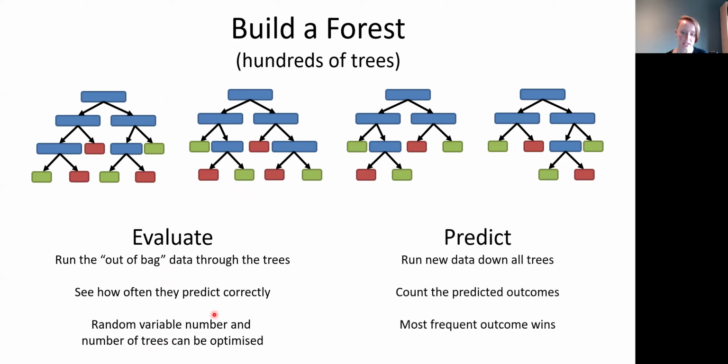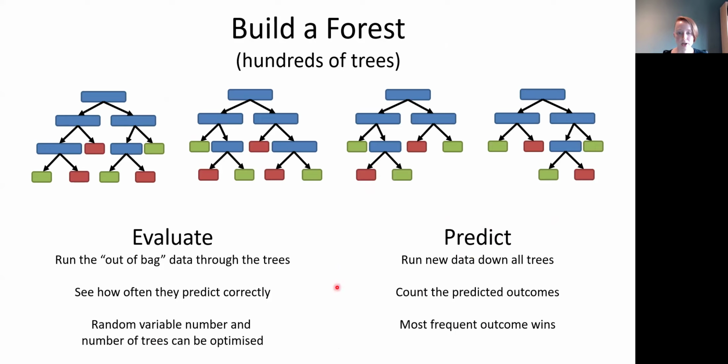When we predict new data, we can run it down all of the trees rather than just the one, and then we count the predicted outcomes from each of them, and the most frequent outcome wins. So that's where we're aggregating across all of our trees to get a hopefully more robust prediction based on however many trees we have included in our forest.